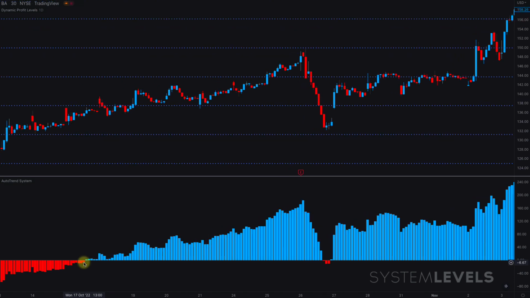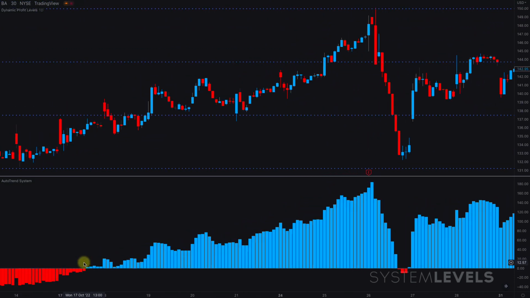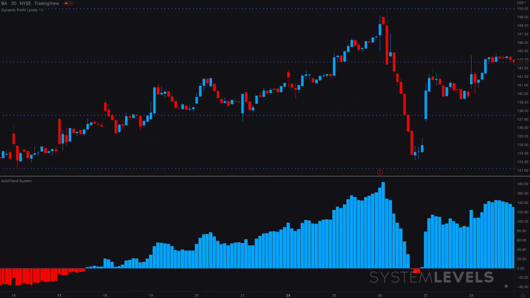So we're going to zoom in a little bit here so we can really see it. What we see here, this is our signal bar. If you follow this vertical line, this is the bar that created the trend change. That is our signal bar, right? So we have a signal, but we don't have a trade yet.